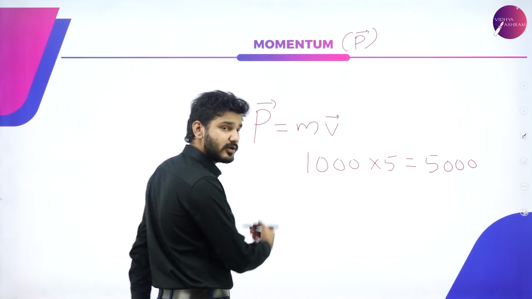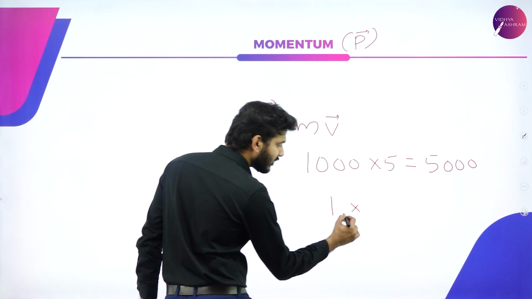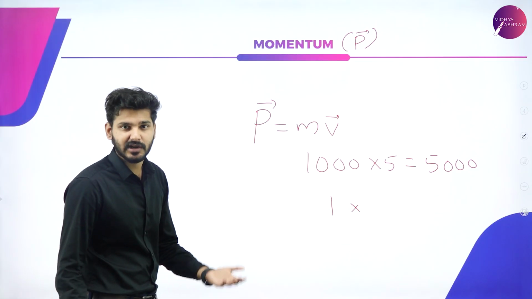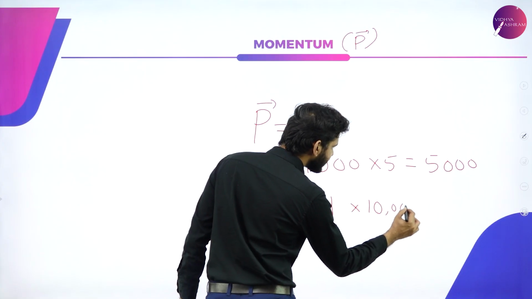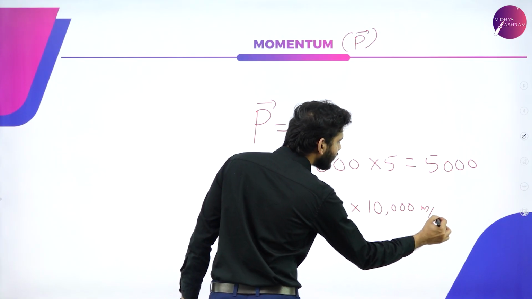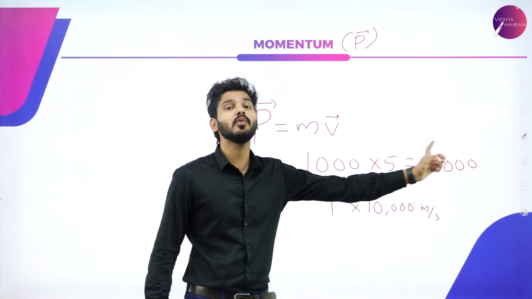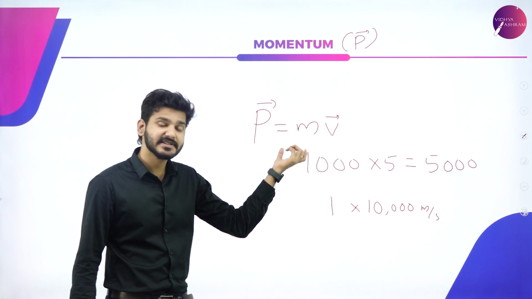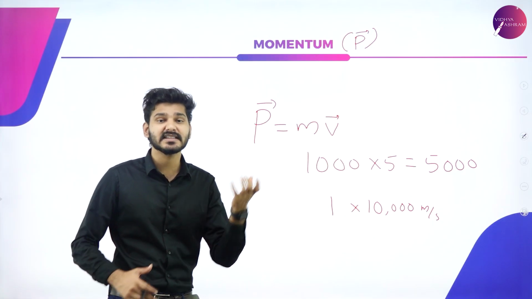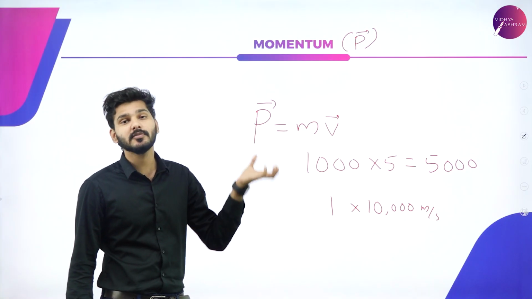So even if the bullet is weighing only 1 kilogram, but the velocity of the bullet is 10,000 meters per second, then what will happen? Then the entire momentum is even more than that of an elephant, which is moving really slow. So it is not just the mass, it is also the velocity that is influencing the total output, that is influencing the momentum of any object.